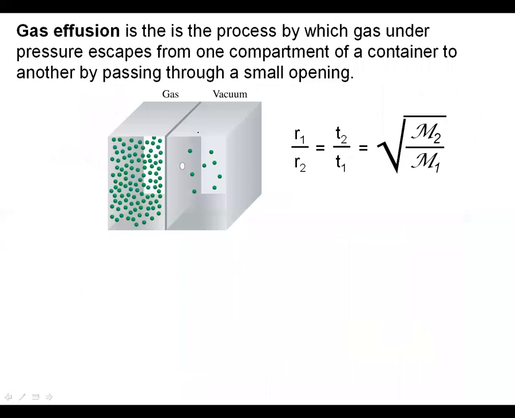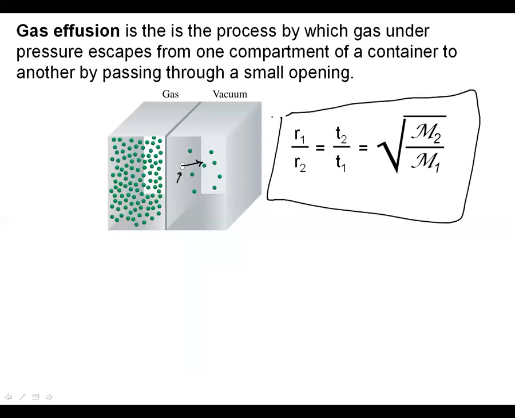And another aspect of gases is what is known as gas effusion. Gas effusion is the process where a gas under pressure, if you pop a hole in the container, will basically effuse to the other side, as we see here. It's the process by which, under pressure, gas from one compartment in a container will go into the other container. And we have basically the same formula as we just saw on the other page.